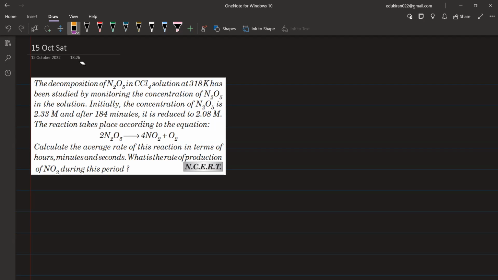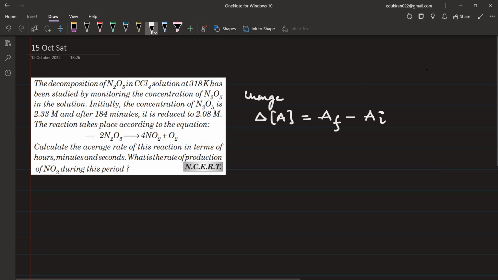Also, the change is always final minus initial, okay? Whenever you write delta of any reactant A, this is the concentration of A that is final, minus the concentration of A that is initial. So when you're writing average rate in terms of this reactant, you should see that. Also, make sure that you are not calculating the rate of disappearance or rate of appearance or the rate of reaction as a negative number.